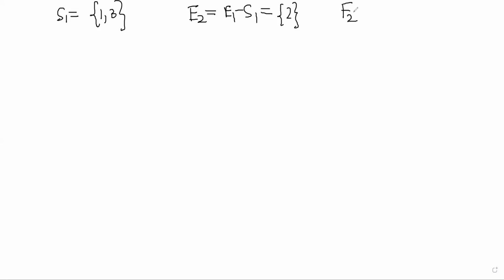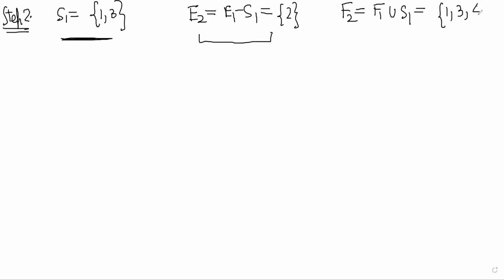And F2 would be equal to, basically, F2 was F1 union S1. I am at step 2 right now of the process, right? This is step 2. I have chosen S1 as 1, 3. I have calculated E2, and now I'm calculating F2, which is F1 union S1. And F1 union S1 is what? F1 was 1, 3, 4. Union with S1 will give me 1, 3, 4 only, right? This is step 2, right?